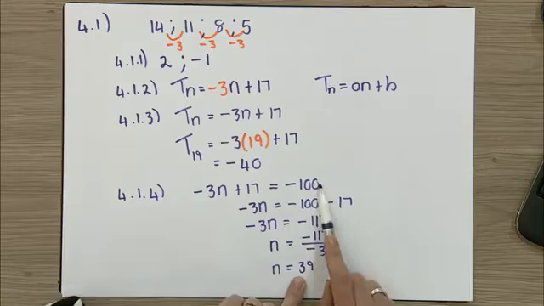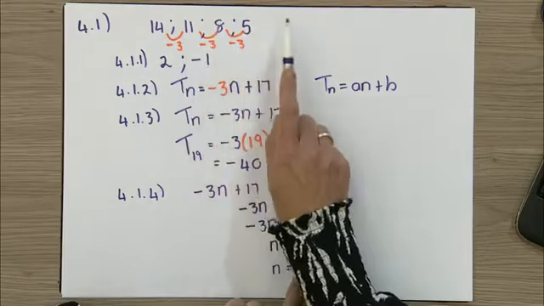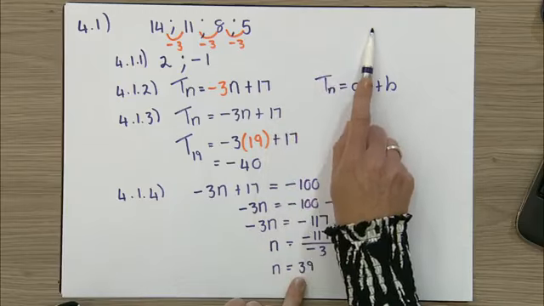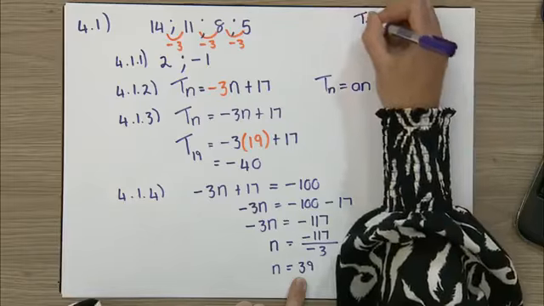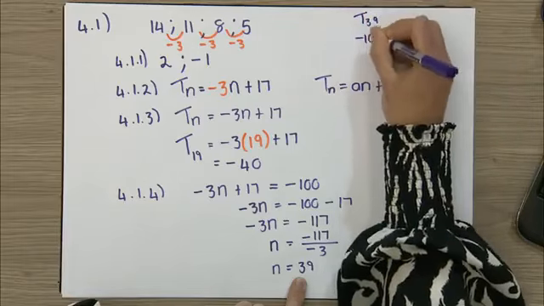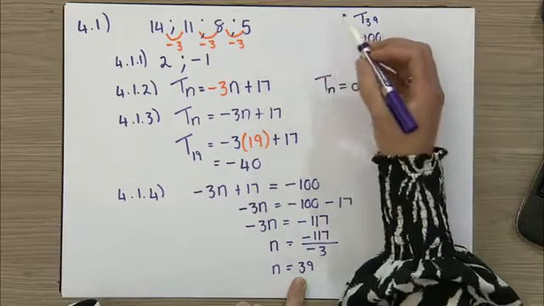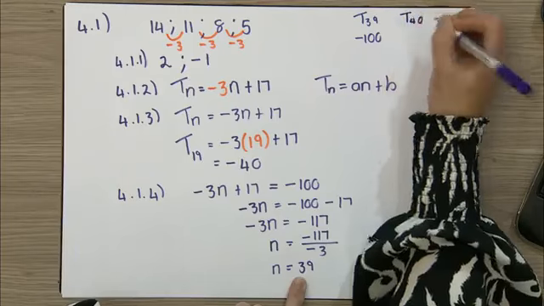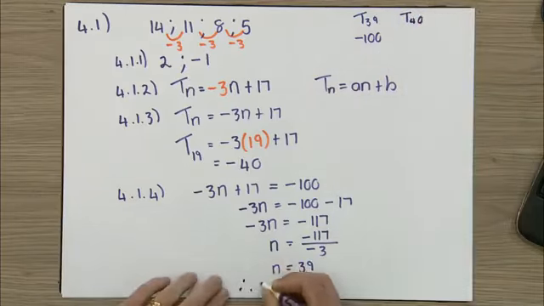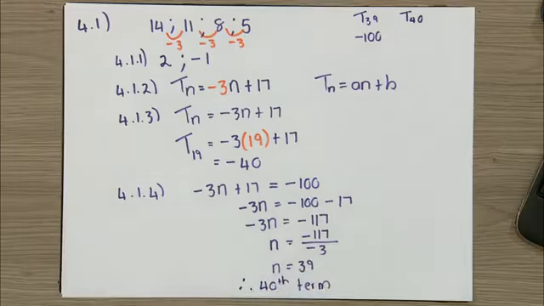But they asked me which term in the pattern will be the first that will be less than negative 100. Let's look, is this pattern increasing or decreasing? It is decreasing, it's going down. So if term number 39 was negative 100, which one will be less than negative 100? The pattern is decreasing, it's going down. So the one after that, it will be term number 40. So my answer is the 40th term. And there we go.